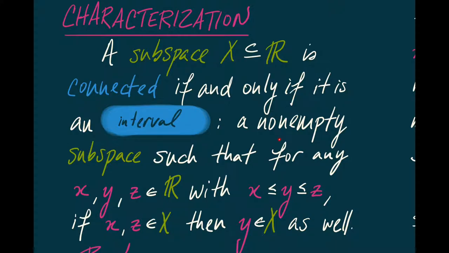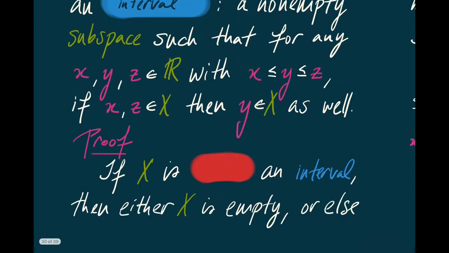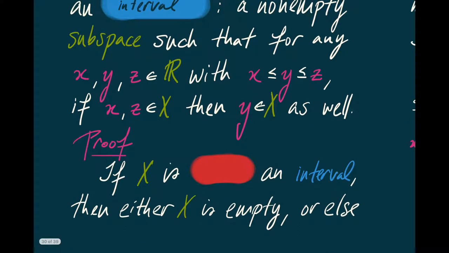By an interval, I mean a non-empty subspace, such that if I have three points in order inside the real line, and the smallest and biggest point both lie in X, then the middle point has to lie in X as well. So my claim is that X is connected if and only if X is an interval. So let's begin by proving that if X is not an interval, then X is not connected.